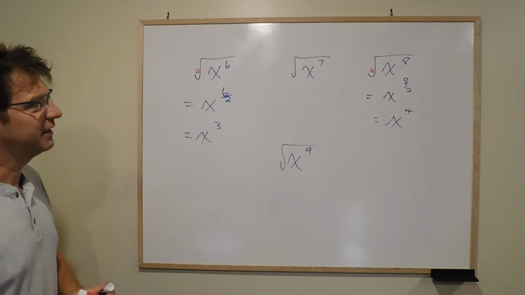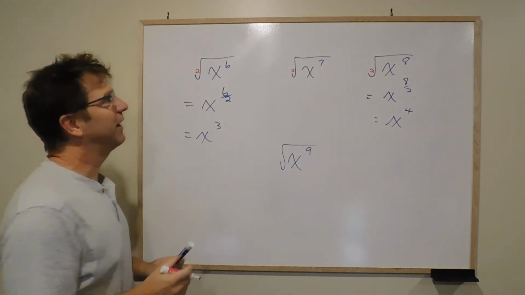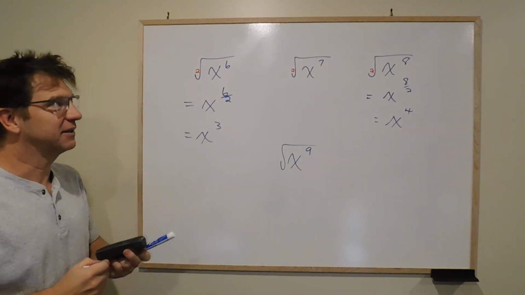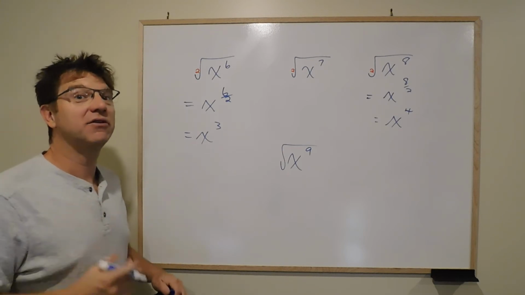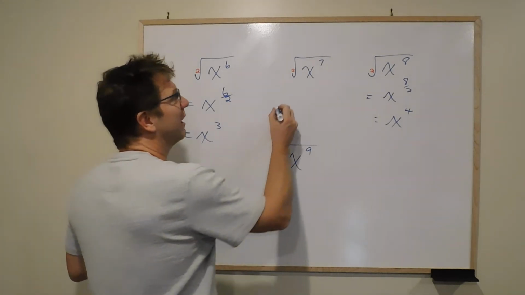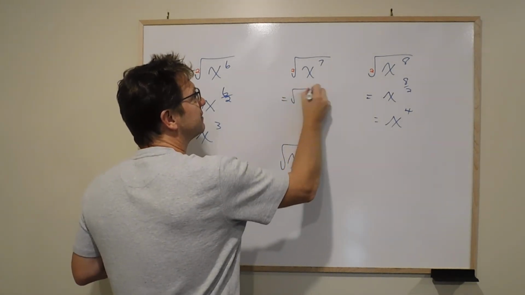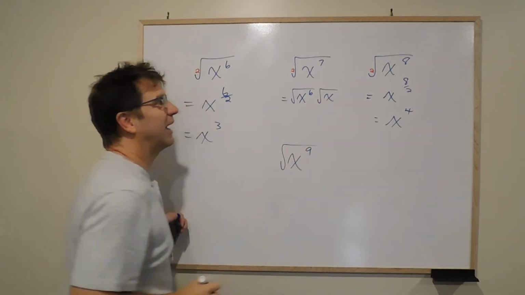What I can do is I can do this. Remember, the index is still 2, but if I do 7 divided by 2, I'm going to have x to the 3.5. And that doesn't work because we're looking for integer exponents. We're not looking for fractional exponents. But I could say this is the square root of x to the 6 times the square root of x.